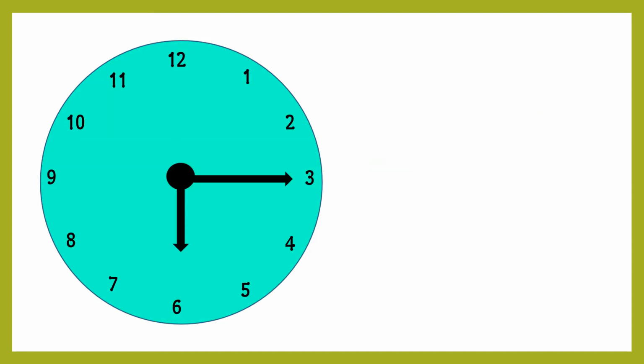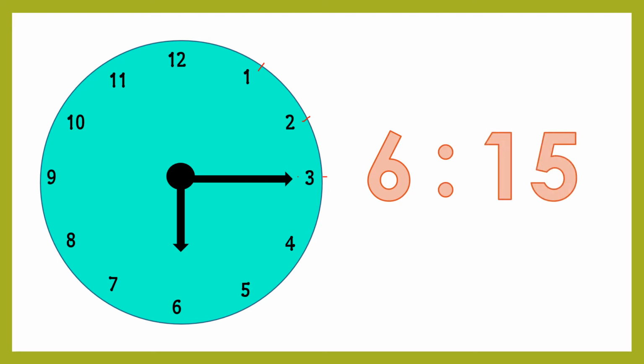Next, let's take a look at the next clock. The short hand here is pointing to number 6. So the time is 6, that's the hour. And the long hand is pointing to number 3. As I've said, we have to count by 5, starting from number 1. So 5, 10, 15. So the time is 6:15. Okay, now let's proceed to the next one.